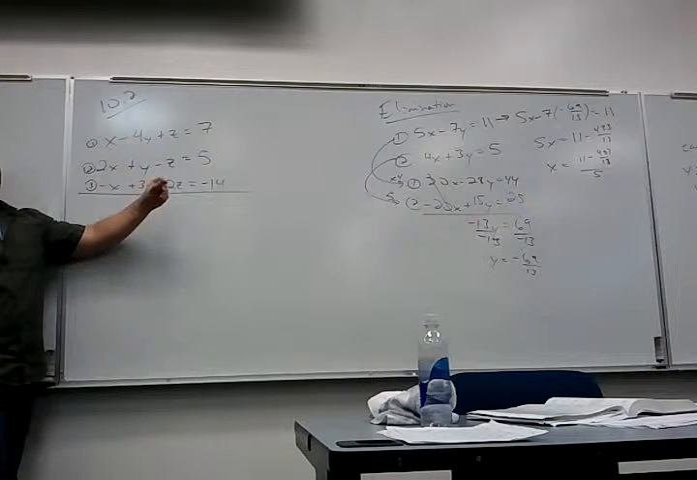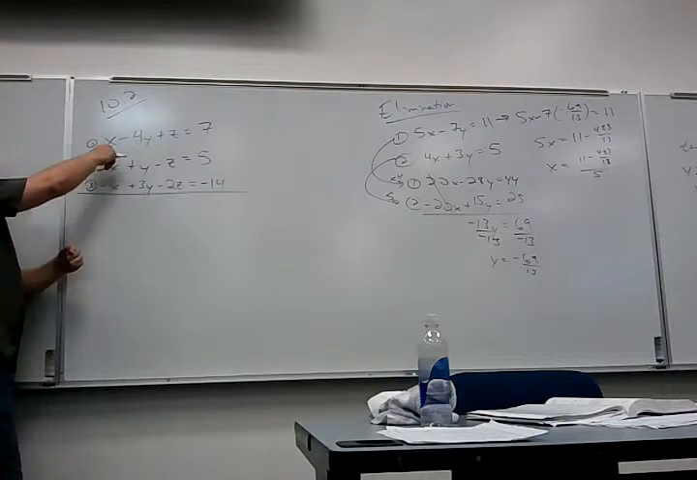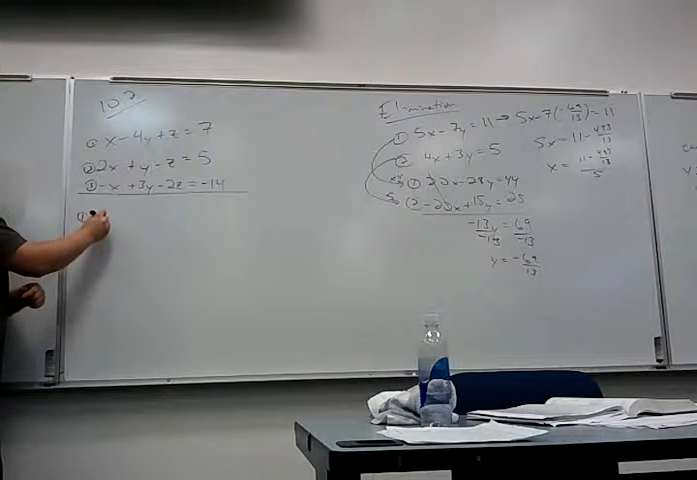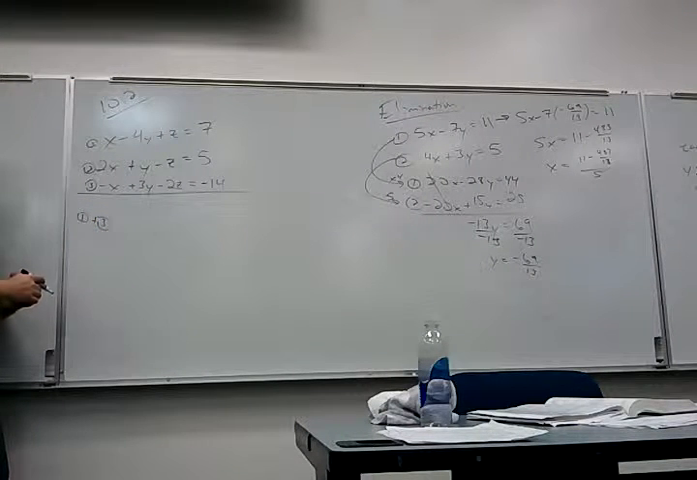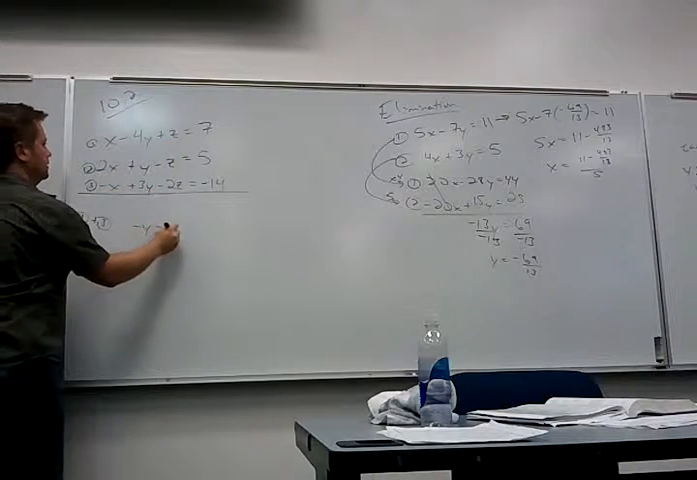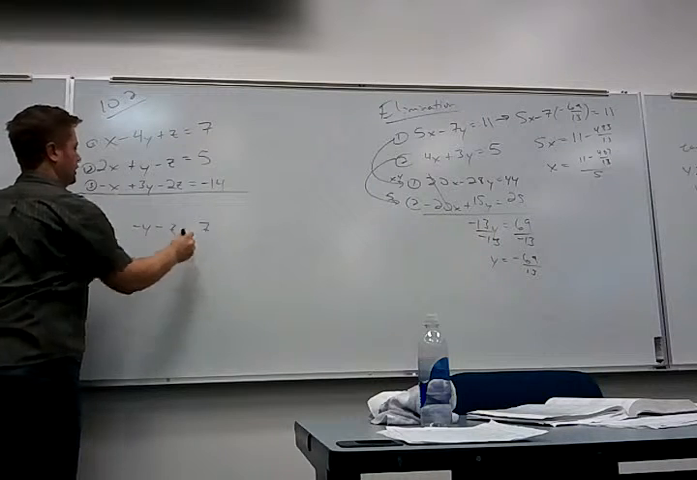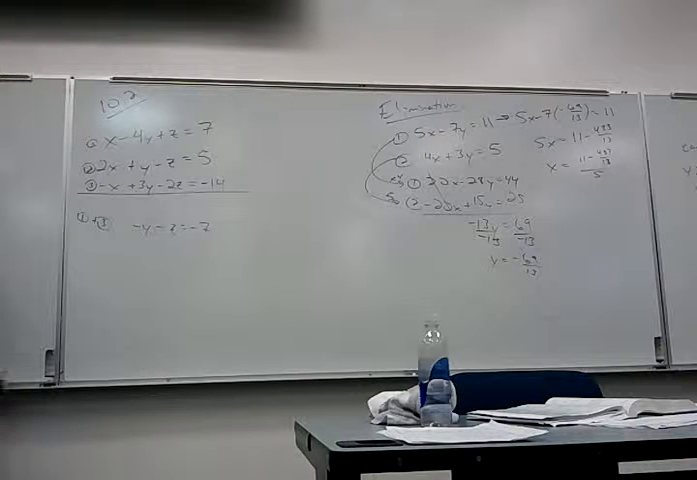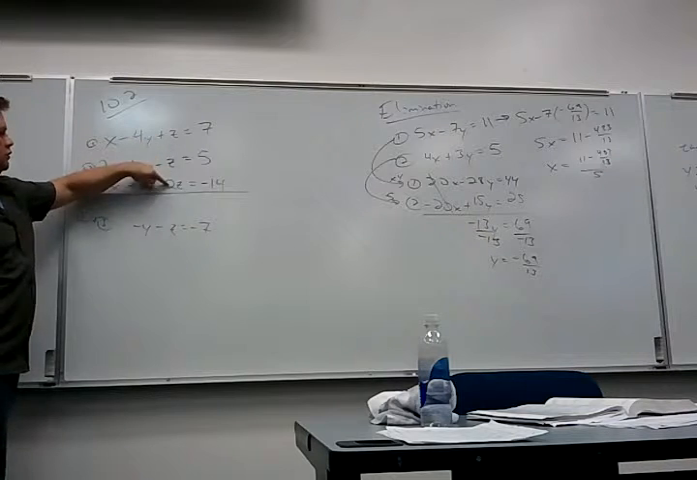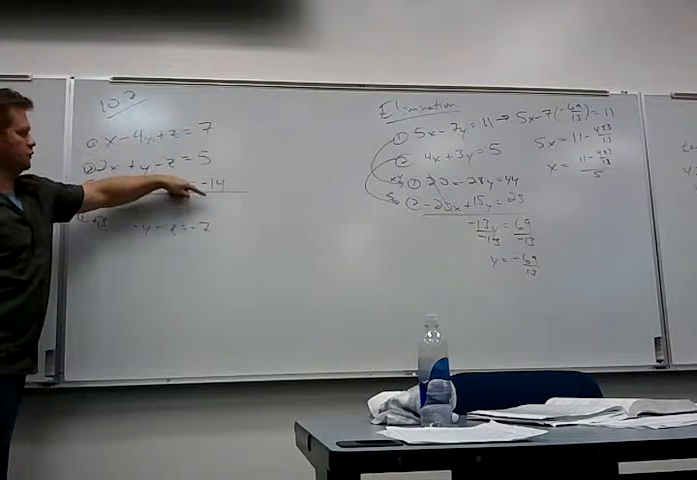So what I do is, if you pick a variable, what variable? Let's just stick with x. Doesn't really matter. If I add 1 and 3, x goes away, right? So I add 1 and 3, I get negative y minus z equals negative 7. Add 1 and 3. x minus x is 0. Negative 4y plus 3y is negative y. z minus 2z is negative z. 7 minus 14 is negative 7.